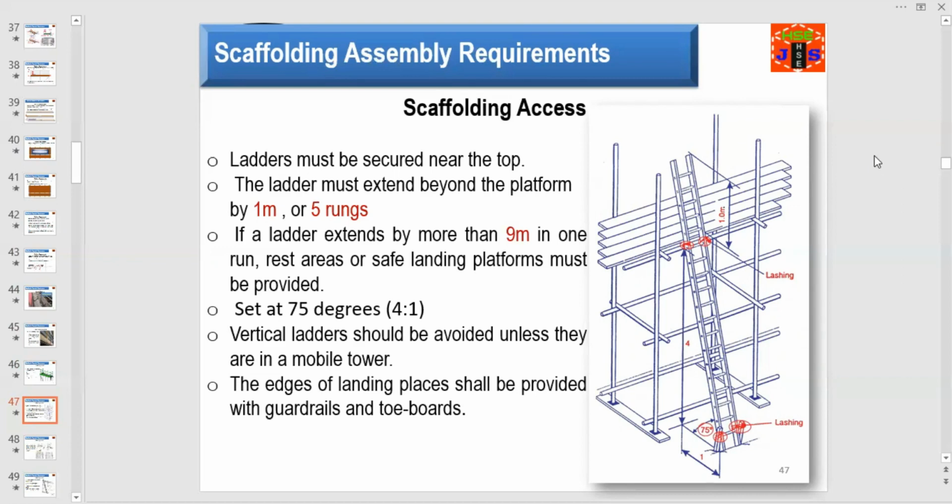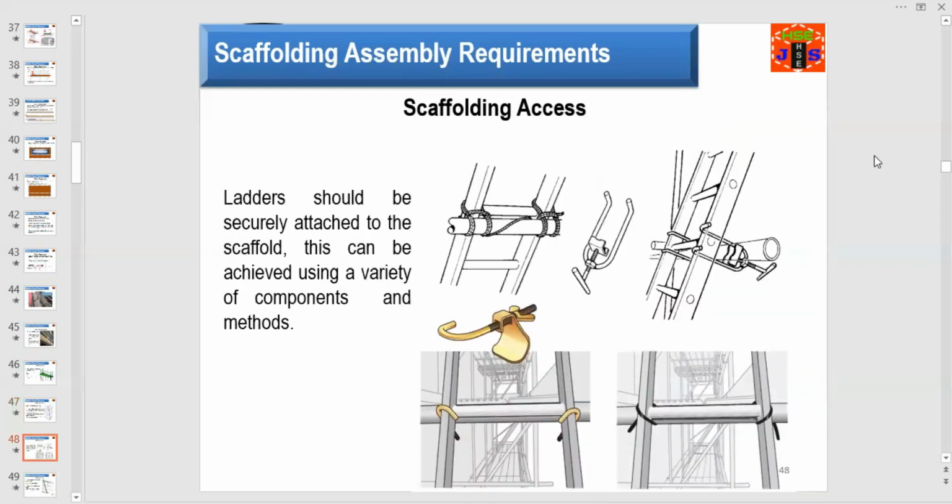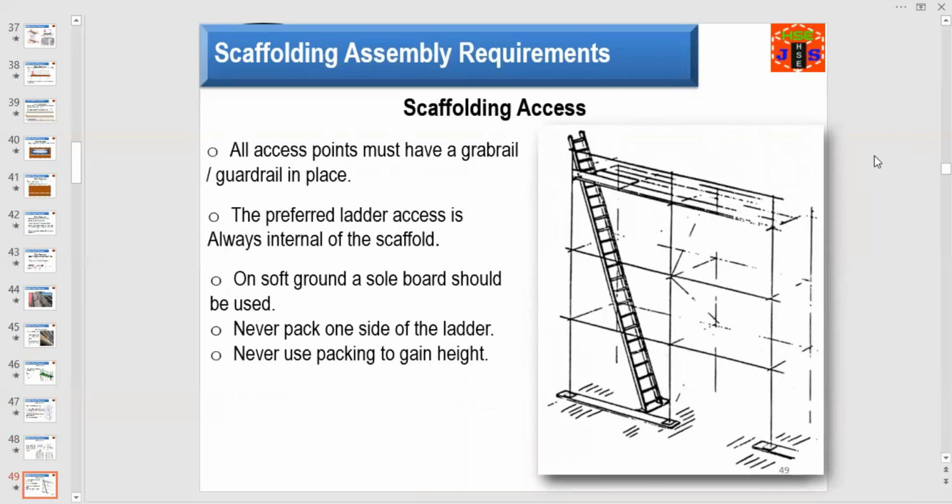The edges of landing places shall be provided with guardrails and toe boards. Ladders should be securely attached to the scaffold. This can be achieved using a variety of components and methods. All access points must have a grab rail or guardrail in place. The preferred ladder access is always internal of the scaffold. On soft ground, a sole board should be used. Never pack one side of the ladder. Never use packing to gain height.